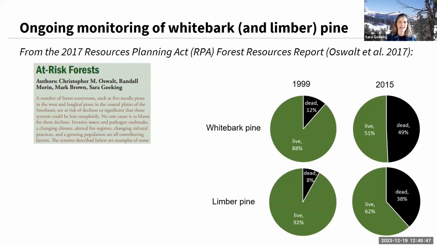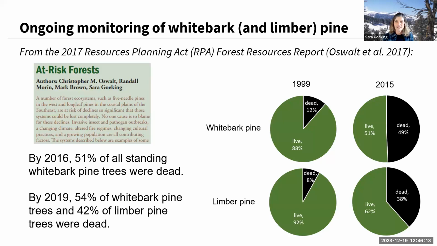In the 2017 Resources Planning Act Forest Resources Report, we had a little section. This was like a 2-page section on at-risk forests. And this was where I first looked at the simple metric of what percentage of the trees are alive or dead. And at that time, we had data through 2015, and for whitebark pine, it was 49%. And I thought that was dramatic. Limber pine was 38%.